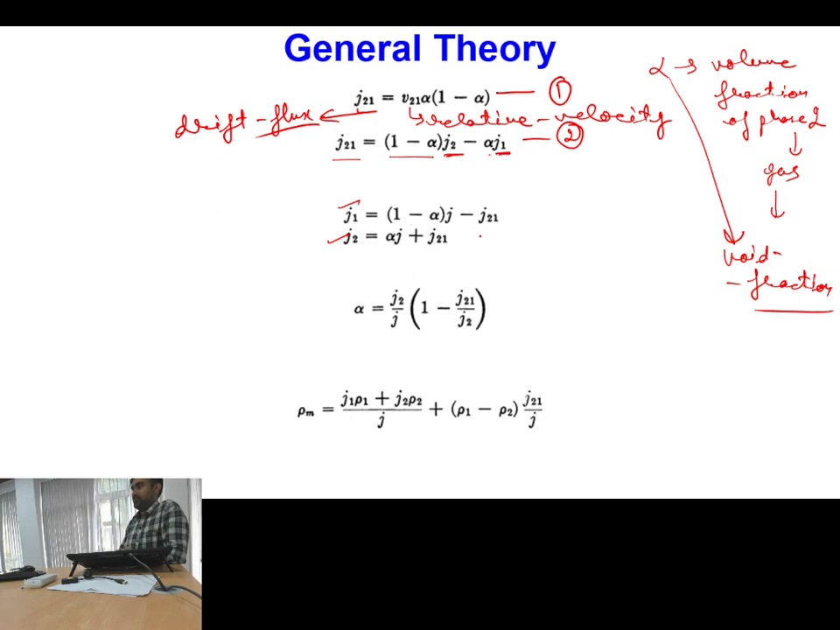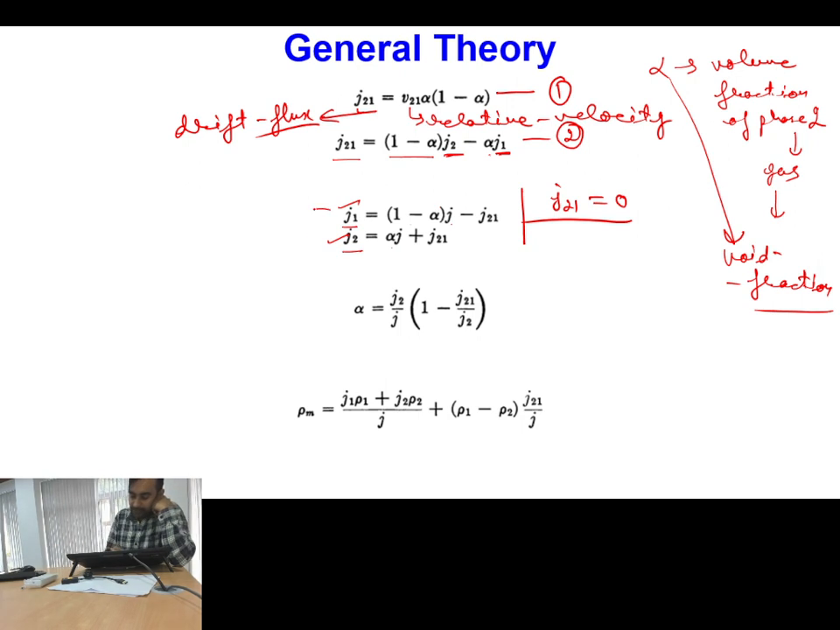So the individual values of J1 and J2 will be 1 minus alpha into J minus J21, and alpha into J plus J21. It means that if you simply use the homogeneous flow approach, meaning when relative motion between the phases is not there, then J21 will be 0. So for the homogeneous flow approach, the values of J1 and J2 become 1 minus alpha into J and alpha into J.